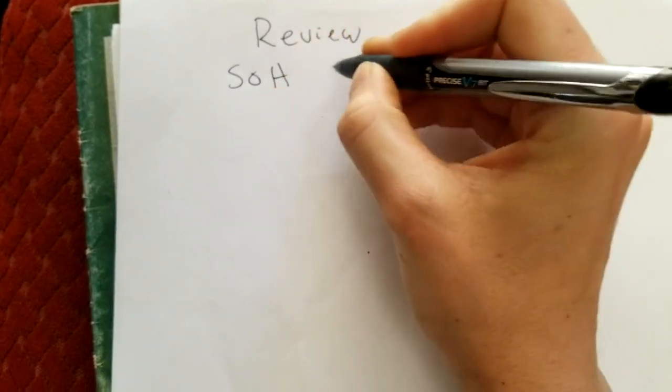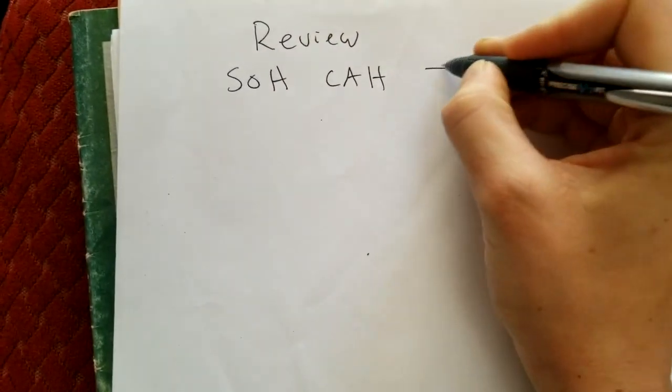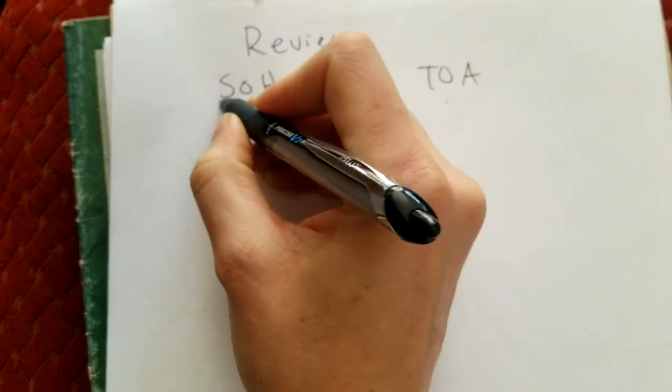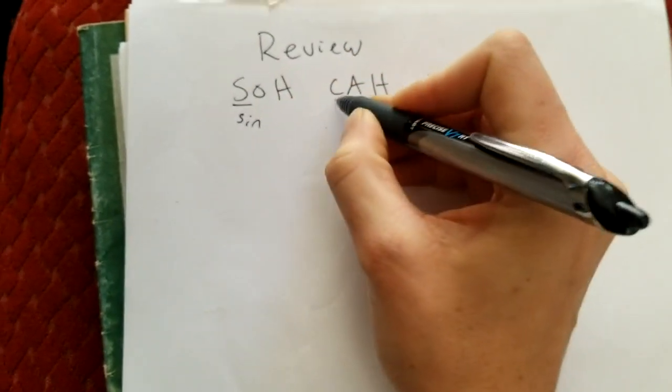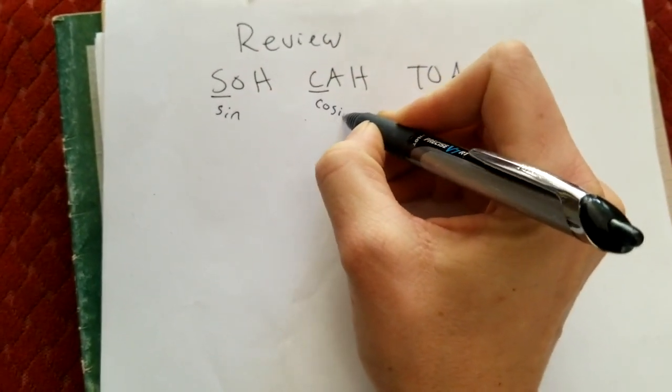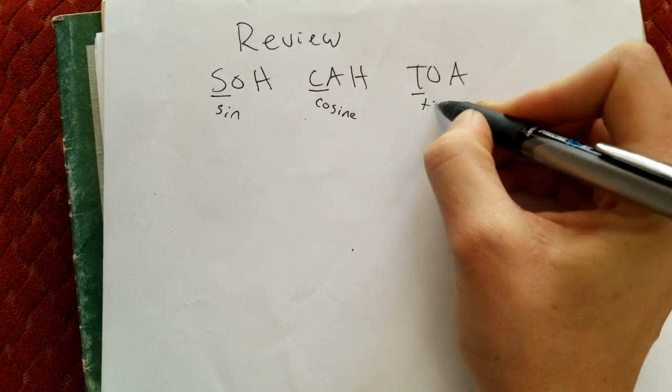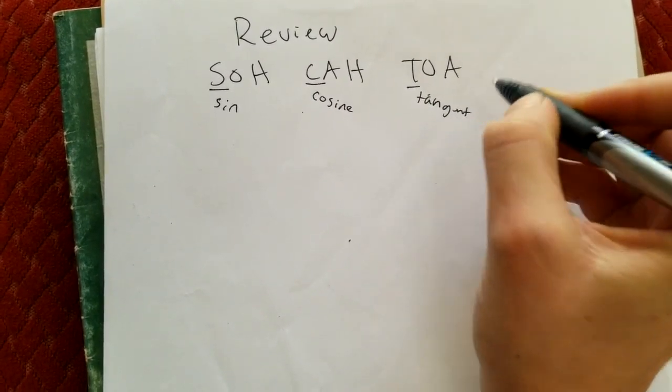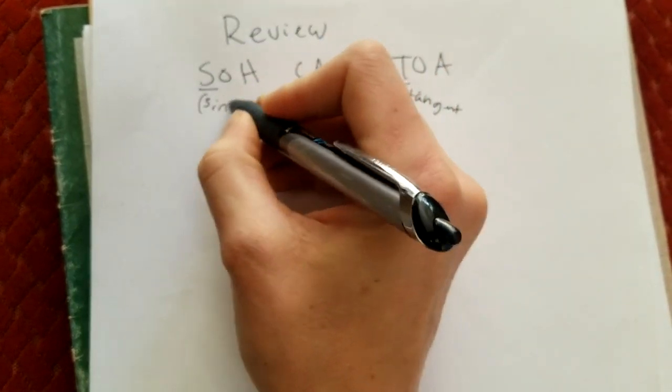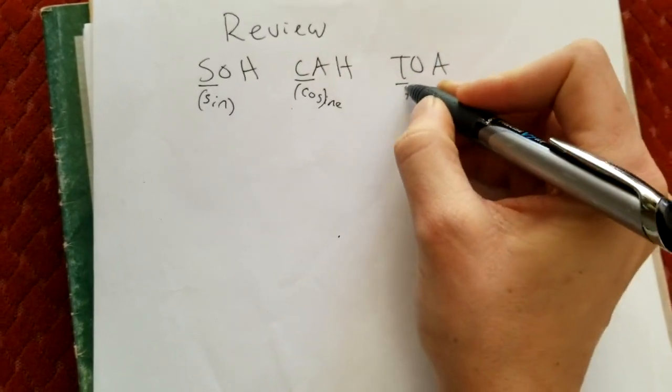Today I will cover the assignment. So before we do the assignment, let's do a quick review of SOHCAHTOA. So everyone remembers, hopefully, that S stands for sine, C stands for cosine, and T stands for tangent. In our calculators, those look like sin, cos, tan.